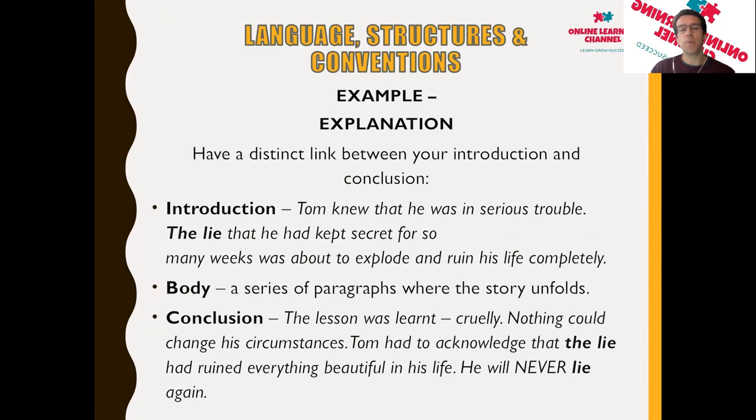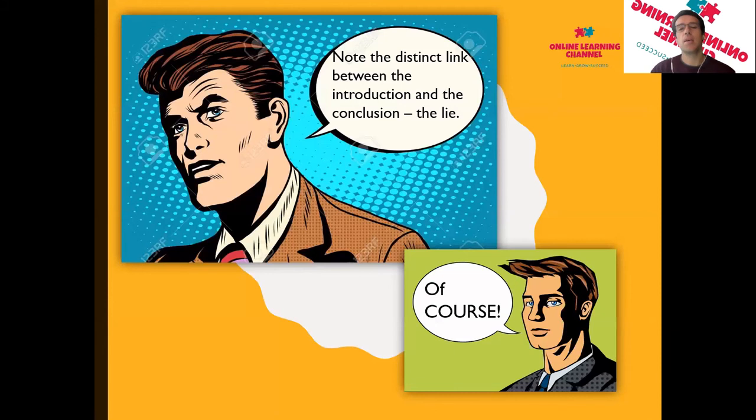So now, in terms of having a distinct link between your introduction and your conclusion, with regards to the introduction, we've just made use of an example here. Tom knew that he was in serious trouble. The lie that he had kept secret for so many weeks was about to explode and ruin his life completely. So essentially, in this example, the body of your essay would now be a series of paragraphs where the story would unfold, and the conclusion, in this particular case, would be a lesson learned. Nothing could change his circumstances. He had to acknowledge that the lie had ruined everything beautiful in his life, and he will never lie again. So that is the lesson being learned here by Tom, courtesy of this experience.